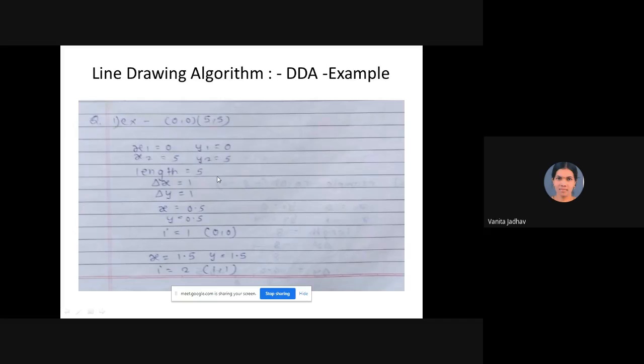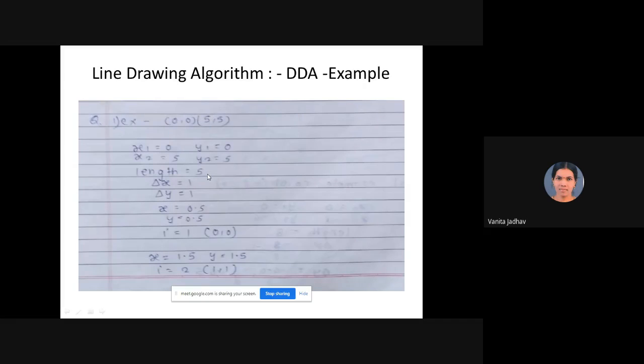In this example, length is nothing but 5. Whichever is greater, that we are going to consider. But over here, both values are 5. 5 minus 0, 5 minus 0. So absolute of 5 minus 0 will be 5. That's why length will be 5. So may I proceed further? Got the clear idea about length? Yes, ma'am. Okay, so this is a very simple example.